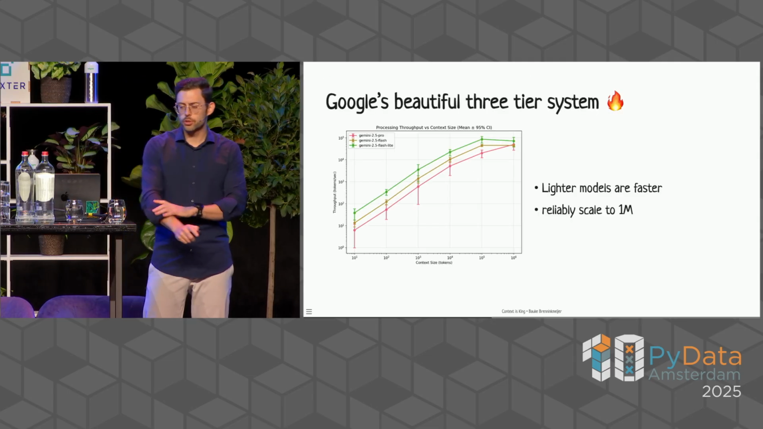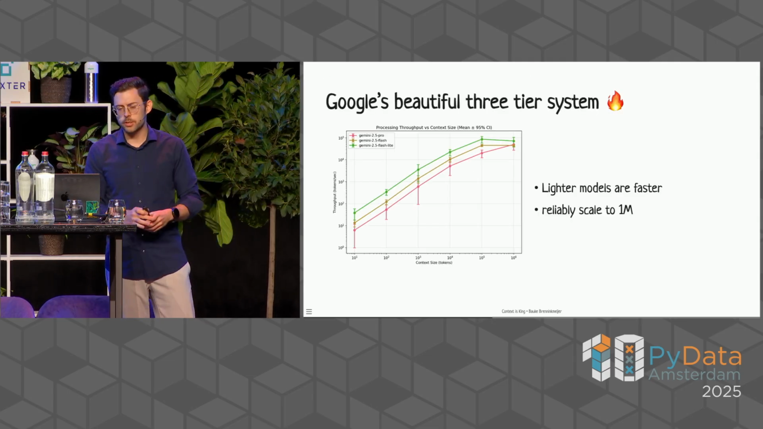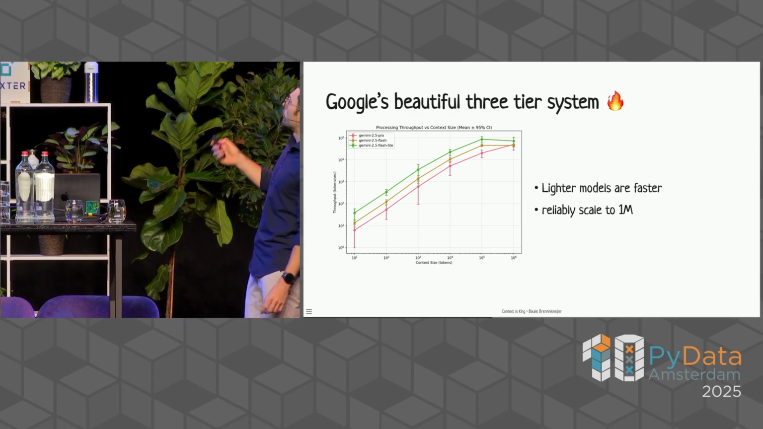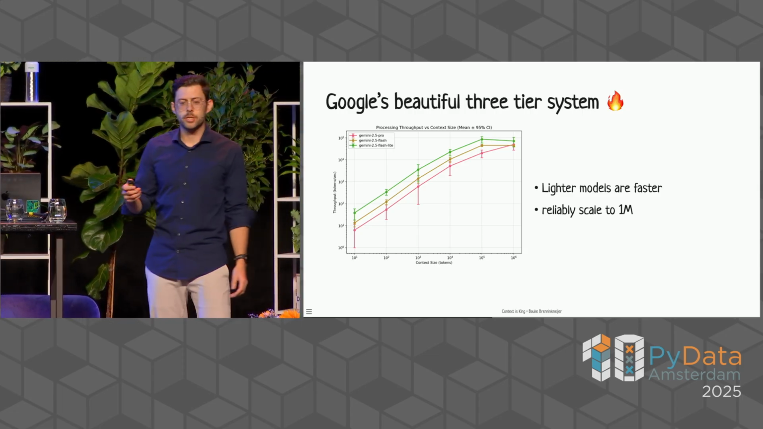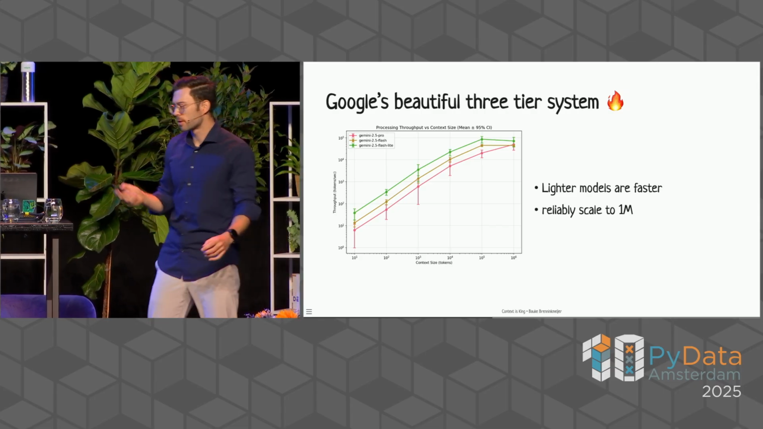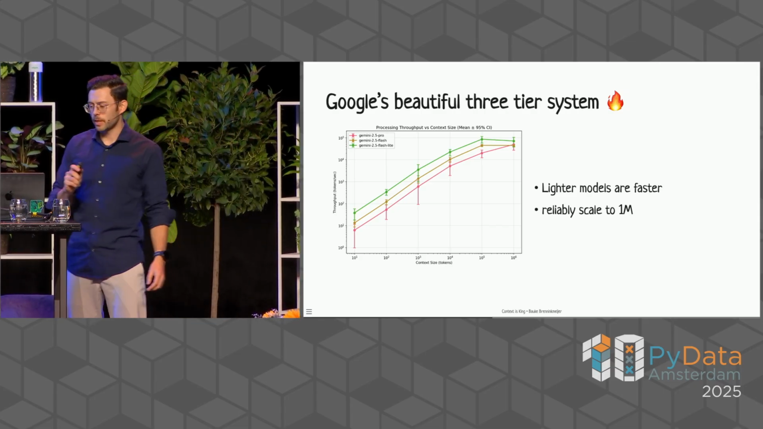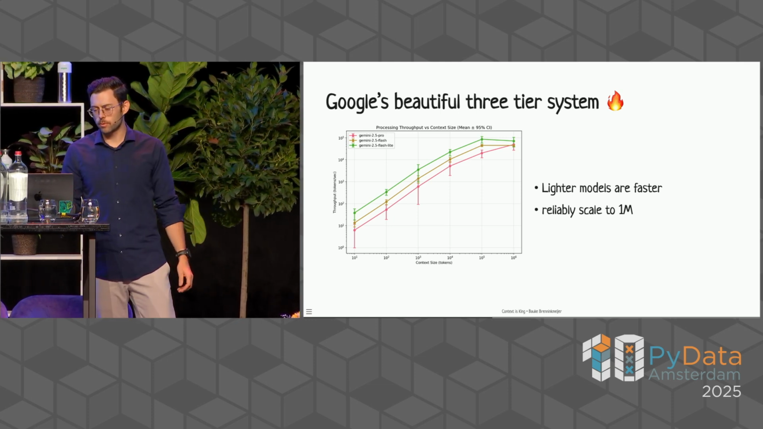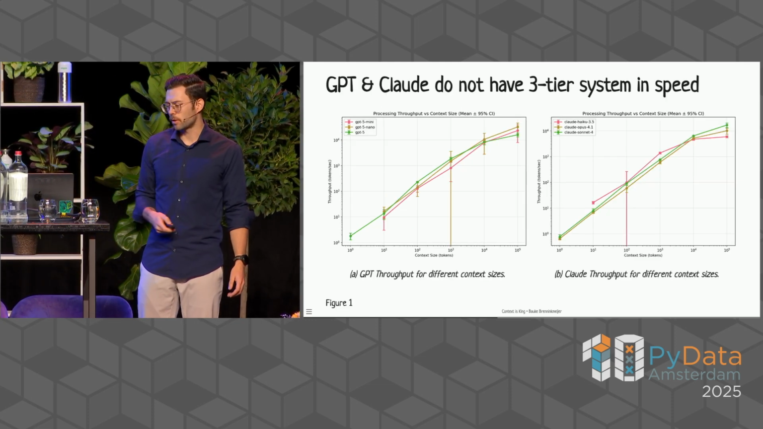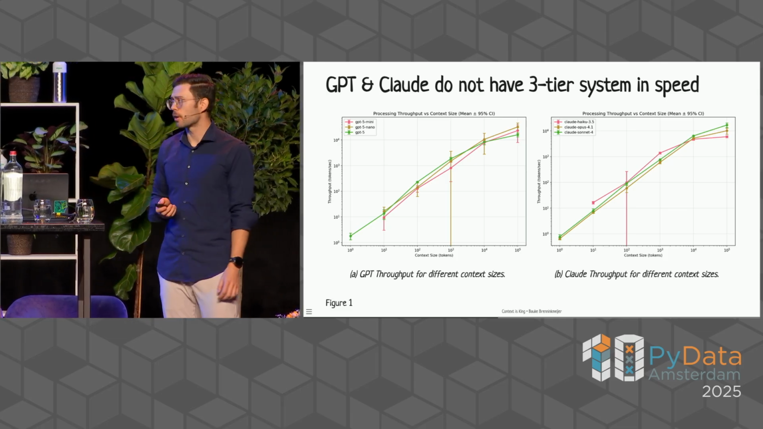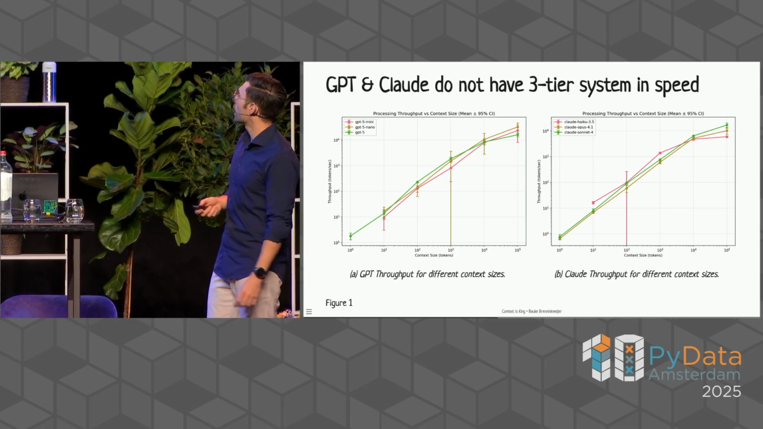Let's take a look at model speeds, because I think it is interesting. For Google, it's very beautiful. I think they have a very clear three-tiered system where lighter models are also faster. To me, that makes sense. So the point is, they reliably scale to 1 million, that's good, and they're faster. For GPT and Claude, that doesn't really hold, so they're more bunched together.